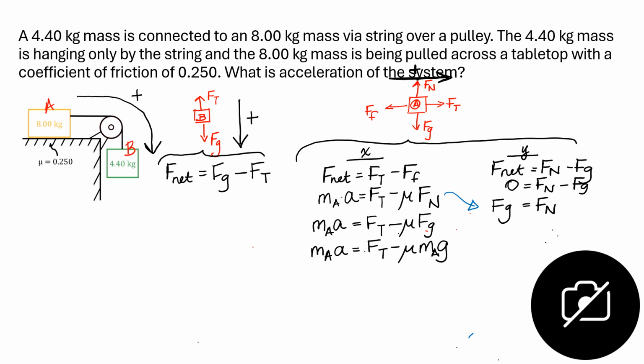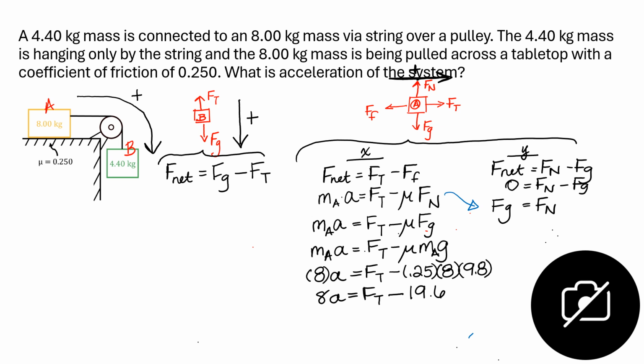And if we wanted to put some numbers to this, to stop with the subscripts, we can. So let's do that. Box A is 8 kilograms, so 8a equals force tension minus 0.25 times 8 times 9.8. So let's see, 8a equals Ft minus 19.6. Okay. Well, we have one equation with two unknowns.